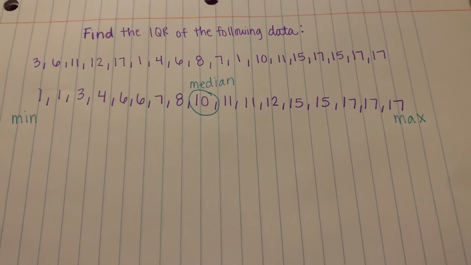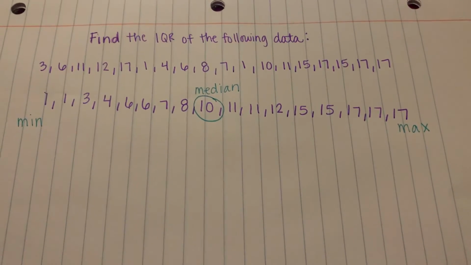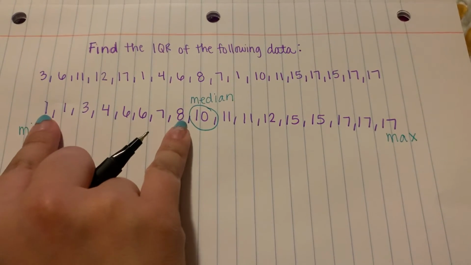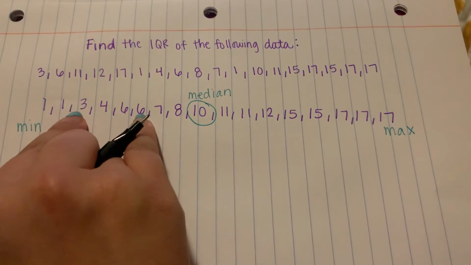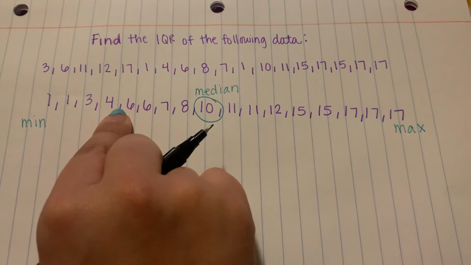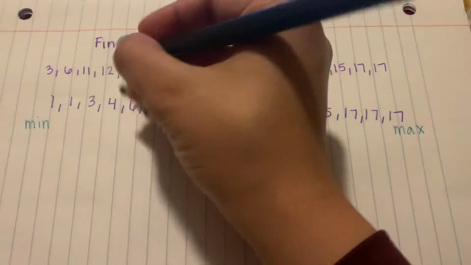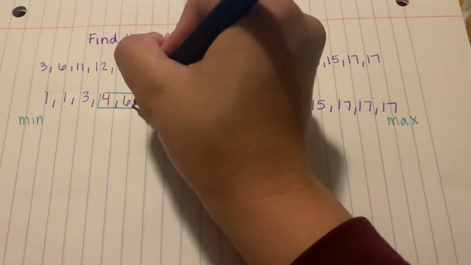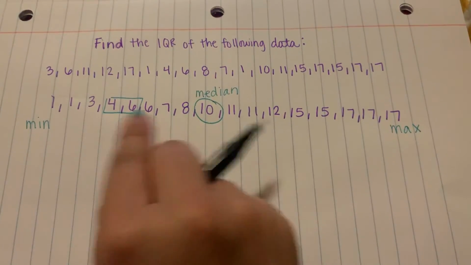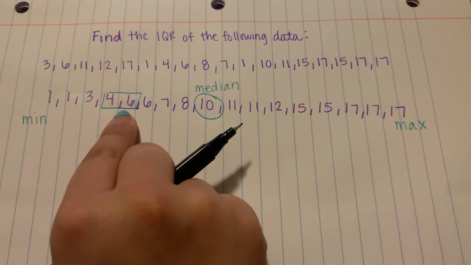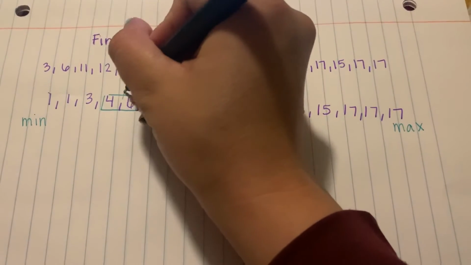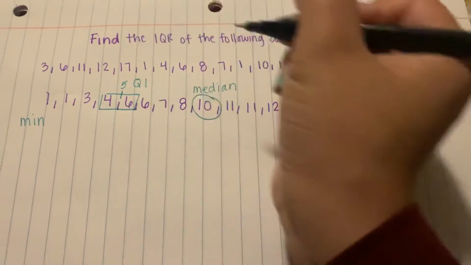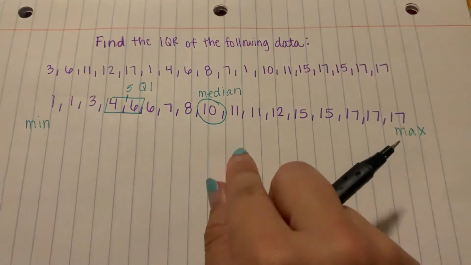Next, I ask myself, what is the median of the lower quartile? So the lower quartile. Let's find our way into the center. I see that the middle is 4 and 6. Notice there's 3 on each side. The number in between 4 and 6 is 5, and so 5 must be my lower quartile.